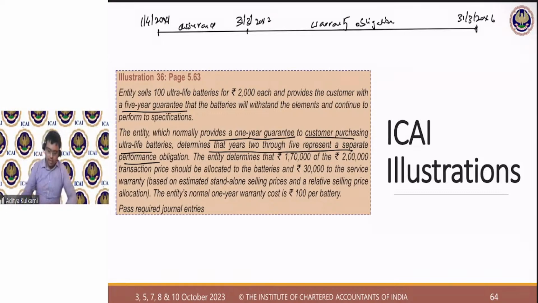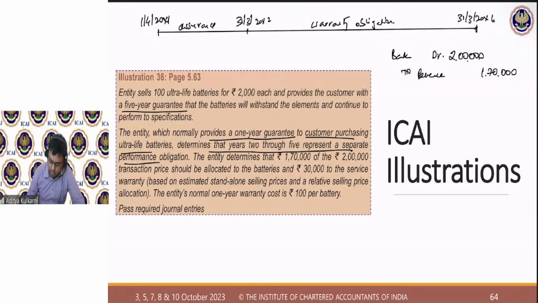Okay. So warranty obligation of 4 years will be separate. First year assurance warranty will be included in the product sale, for which warranty costs will be recognized separately. So the entry that you will be passing is bank account debit or debtors account debit, 2 lakhs, to revenue, 1,70,000, to contract liability.